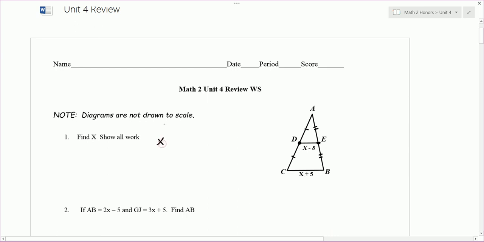The base length, x plus 5, is equal to 2 times the shorter length, which is x minus 8. And then from here we can solve by distributing 2, and I'll add 16 to both sides. Subtract x from both sides, and you get x is 21.